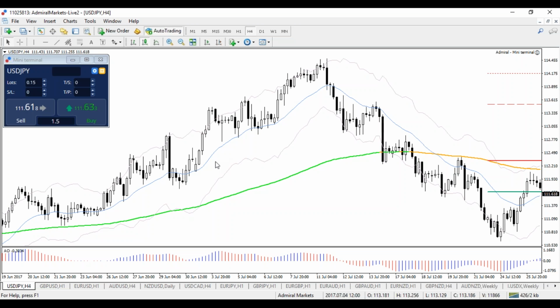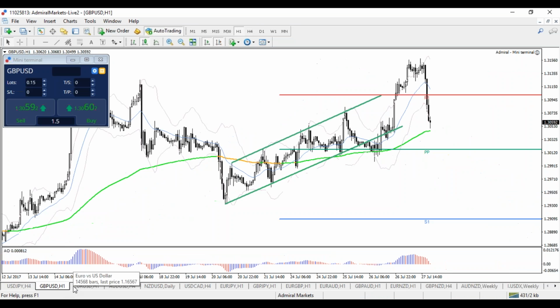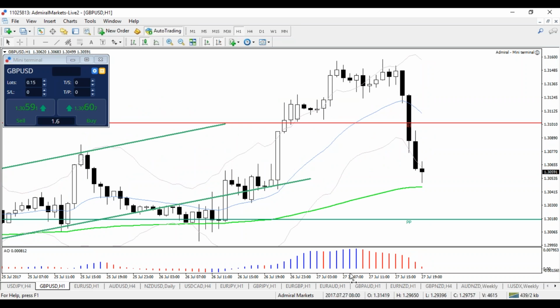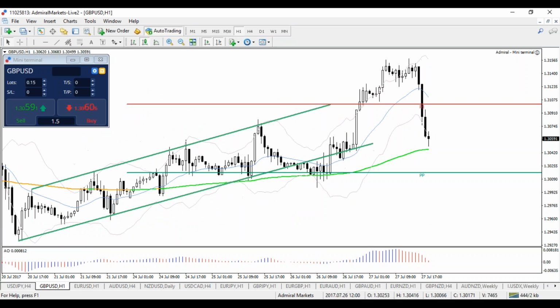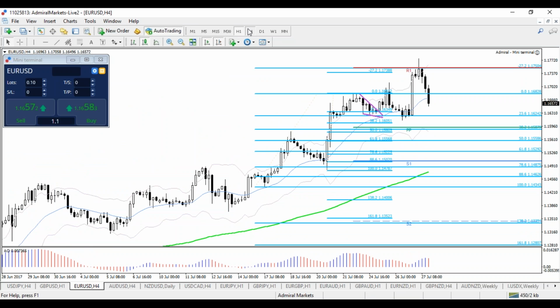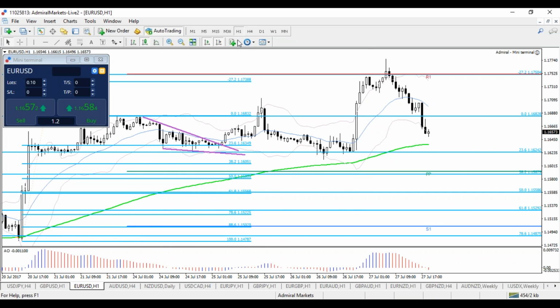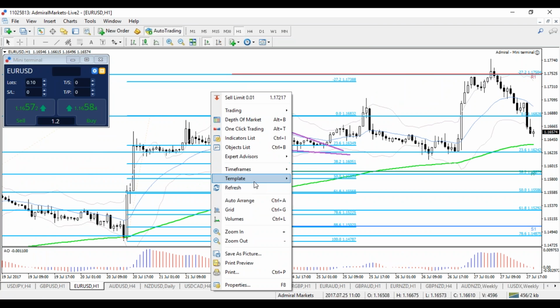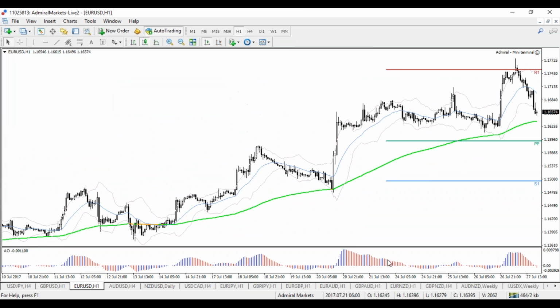Okay, so what I noticed is that dollar yen is maybe not the best example. It's maybe not the best pair for that. Let me use pound as an example. Or maybe euro dollar. Let's see. Okay, let's use euro dollar.